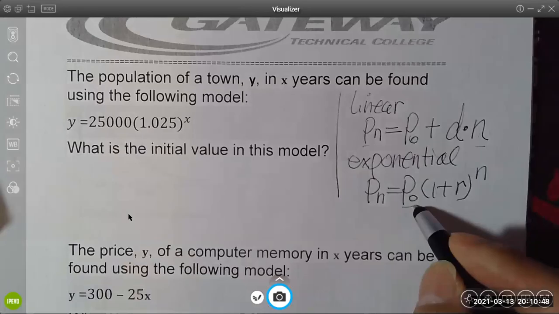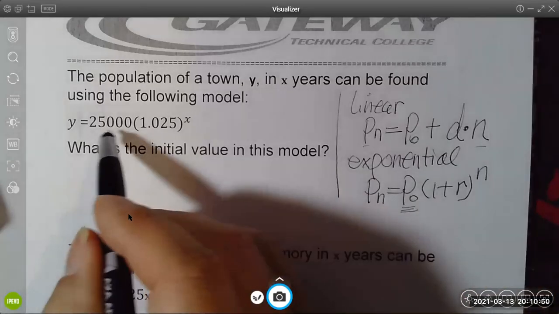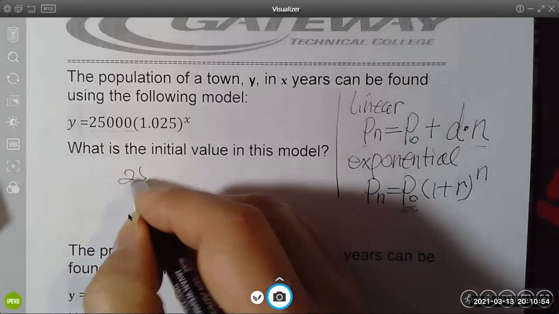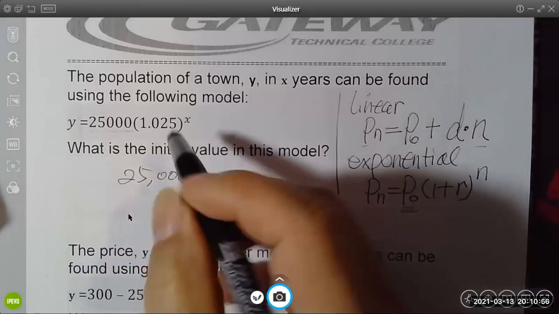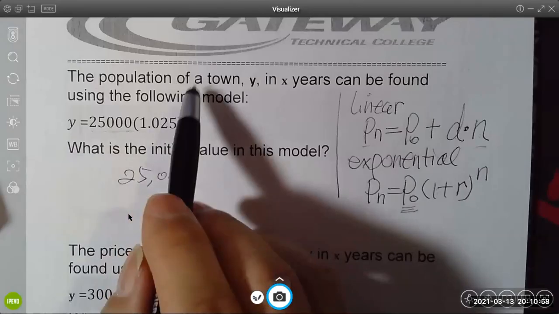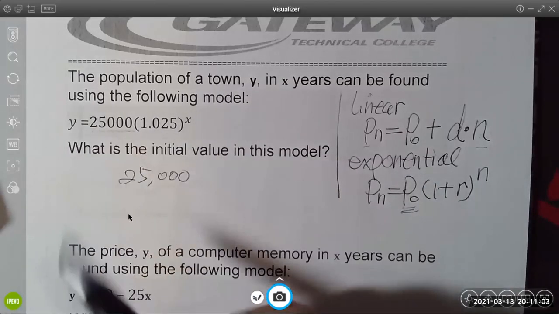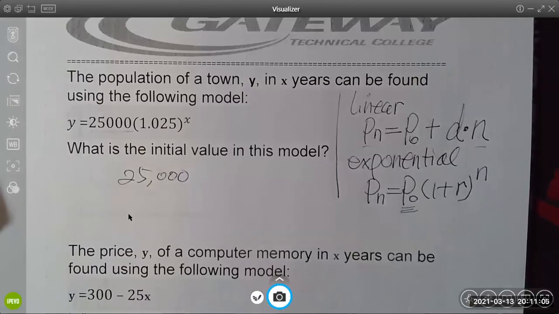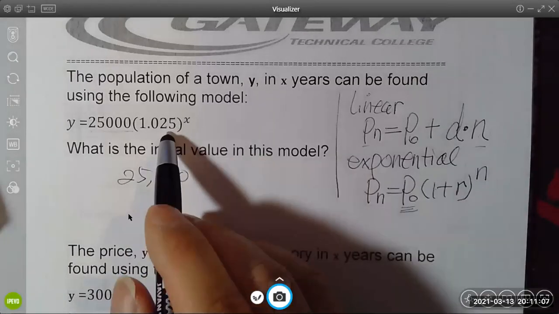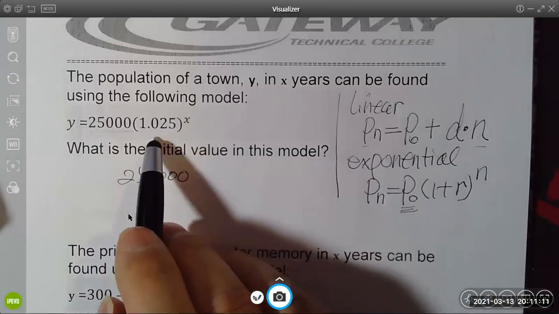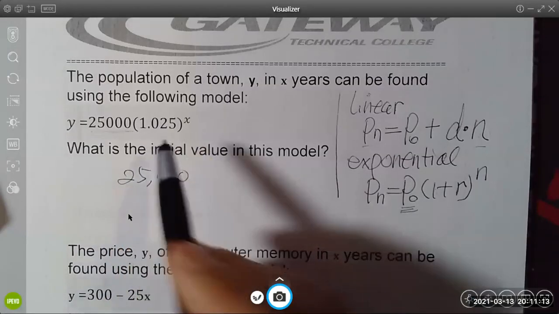Apparently, this P0 is this number, which is called initial value. So initial value is 25,000. Since this output represents the population of the town, this is the initial population of the town. So initially, this town has 25,000 people, and growth rate is 2.5% because 1 plus R equals 1.025. The R itself is 0.025, which is 2.5%.